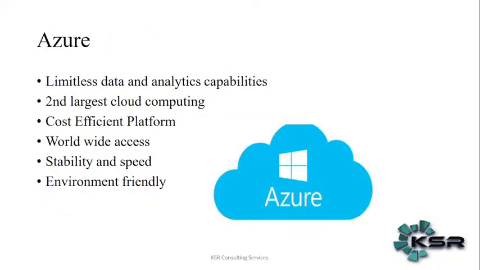Now we are going to learn about Azure. Even though it's the second largest cloud computing service after AWS, comparing other features like pricing, flexibility, and data services, this is also the best cloud service we can use. And it has worldwide access. You can access your data from any part of the country. That's where Azure stands on top.